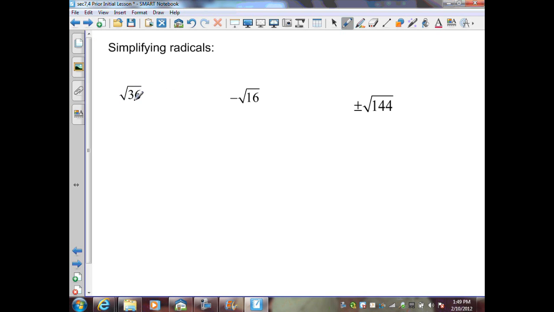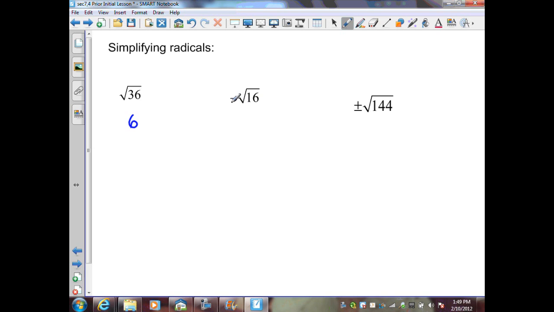Remember, this is our square root symbol, and we want to take the square root here of 36. Since 36 is a perfect square, the answer is 6. 6 times 6 is 36. Therefore, the square root of 36 is 6. Here, what is on the outside of the radical is just going to be multiplying what comes out of the radical.